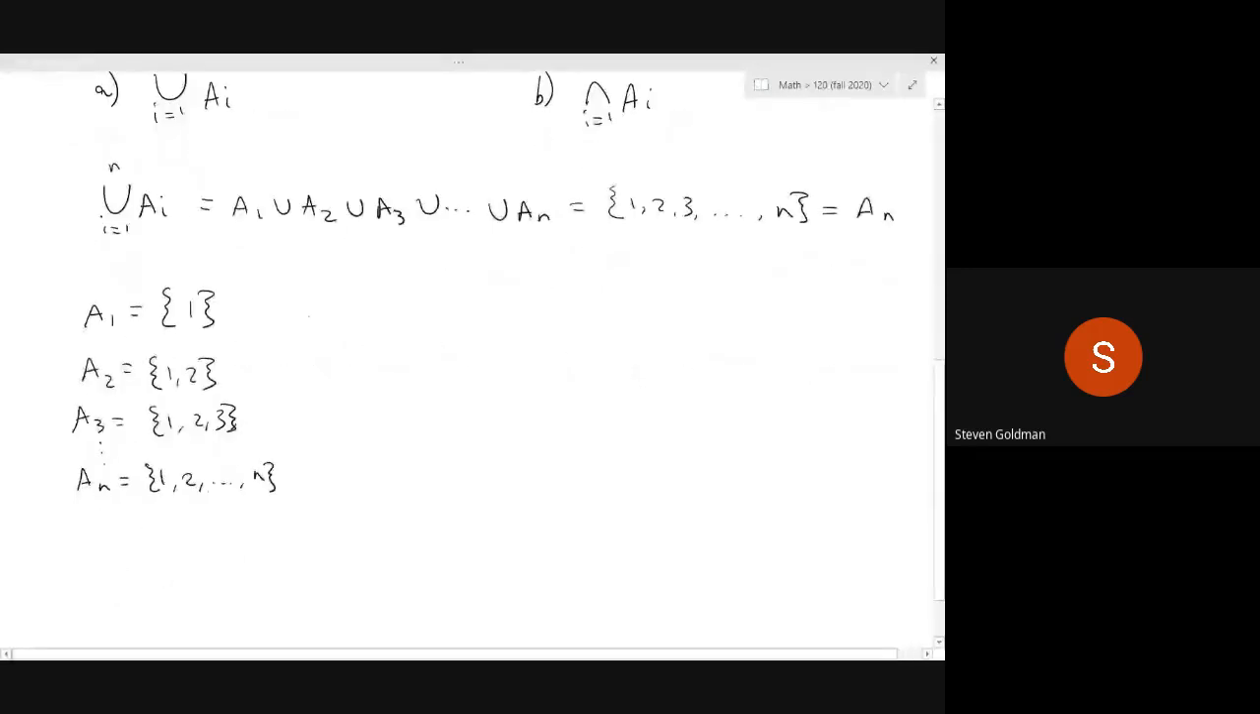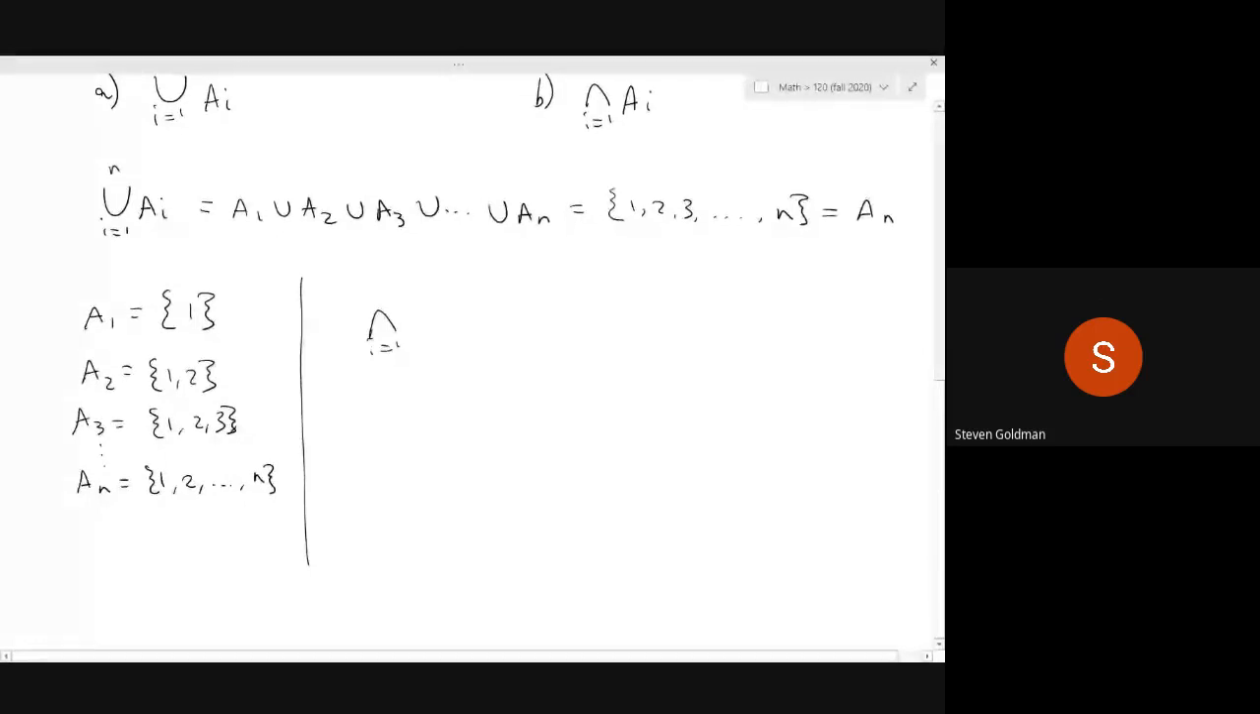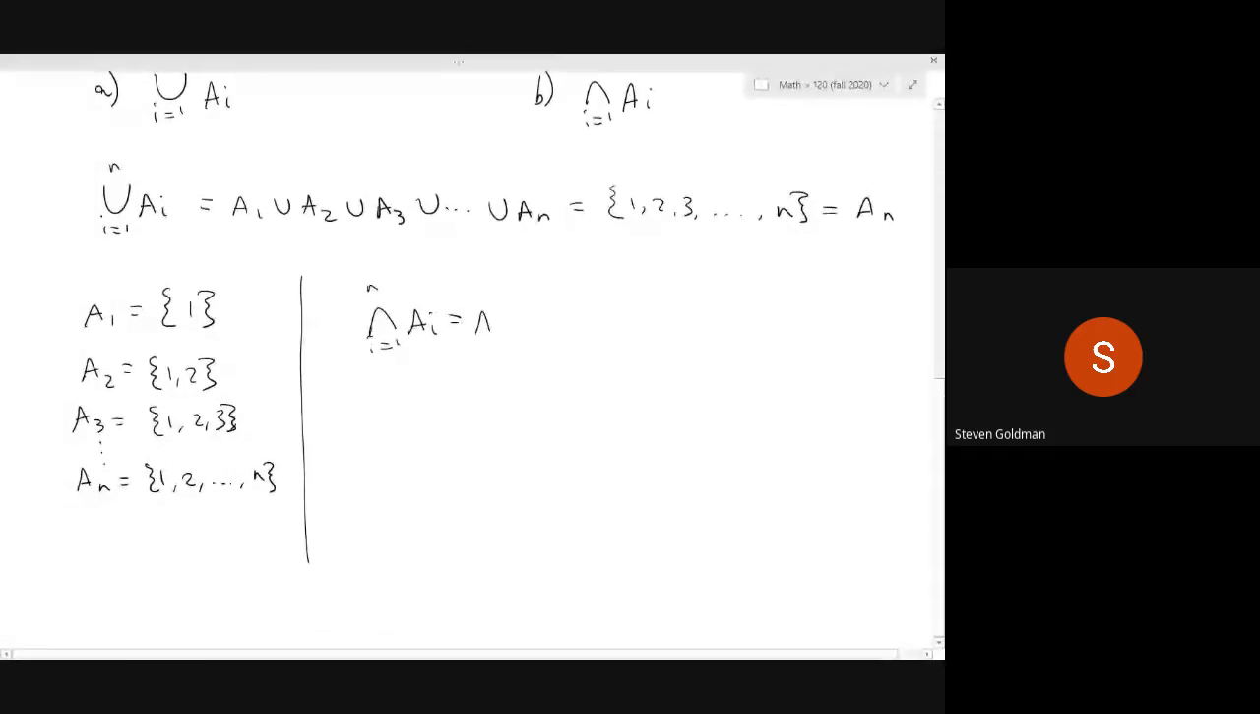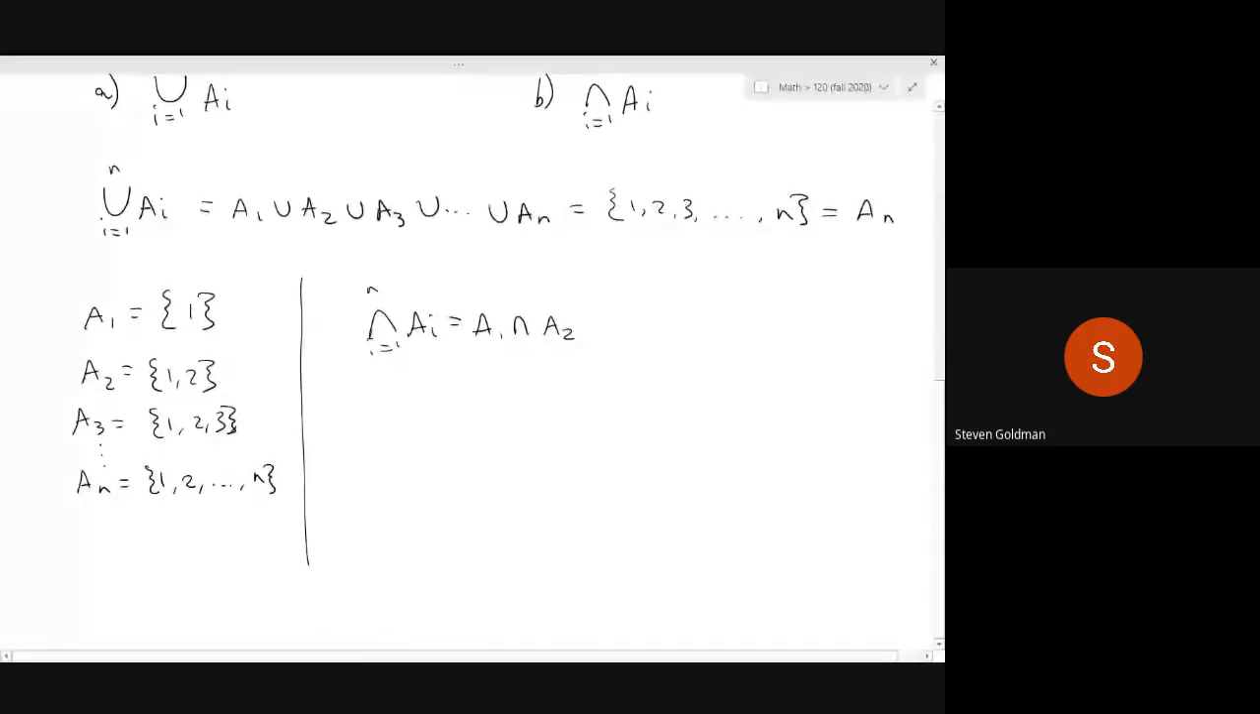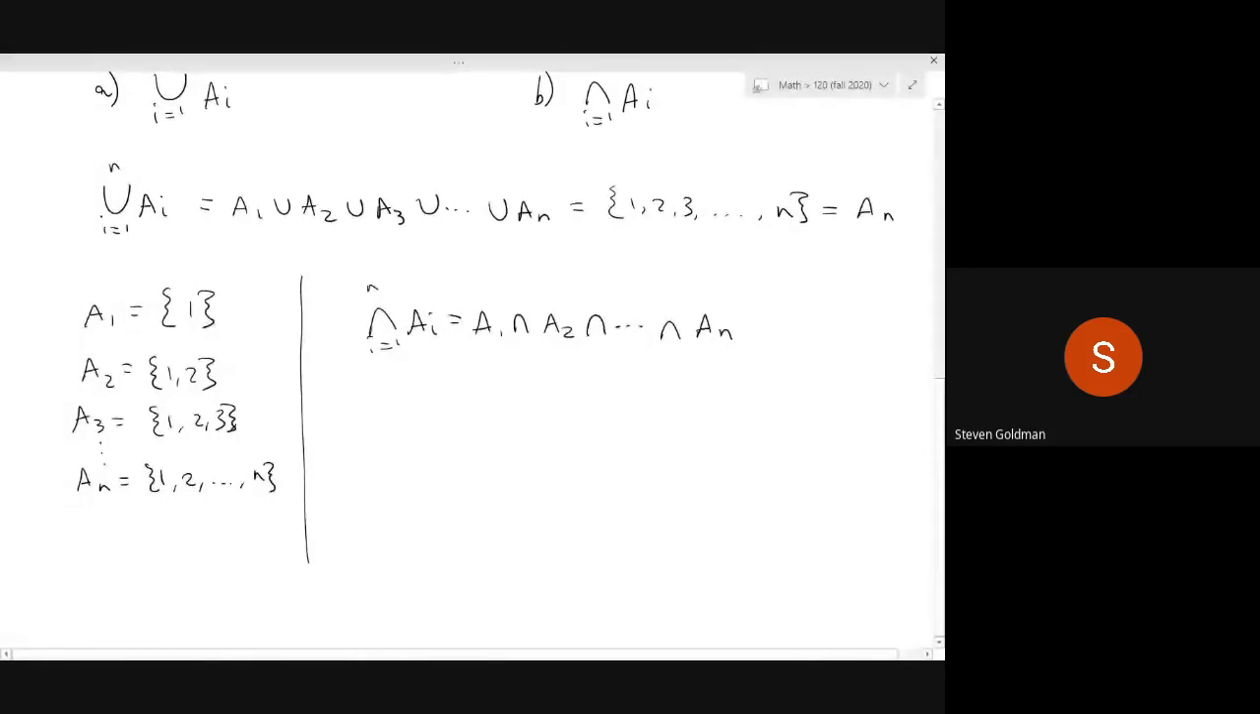Part B will be the intersection. So the intersection from I equals 1 to n of A sub I. That's the intersection of all these sets, A1, A2, dot, dot, dot, all the way up to A sub n. Okay, so what's in this set? Only those elements that are in each and every one of the sets here. Which is the only element that all the sets have in common? The number 1. So the intersection will just have that number. Okay, so it'll be A sub 1.